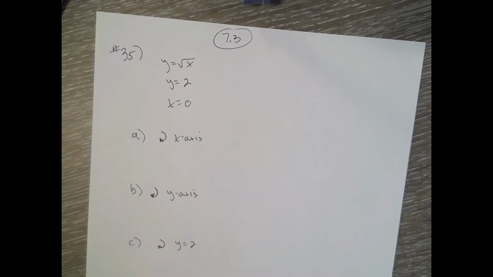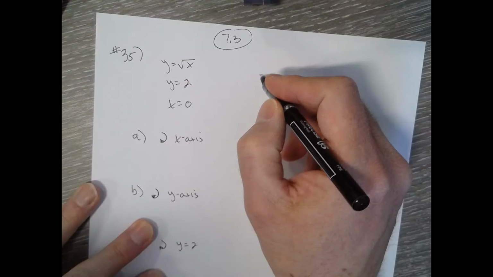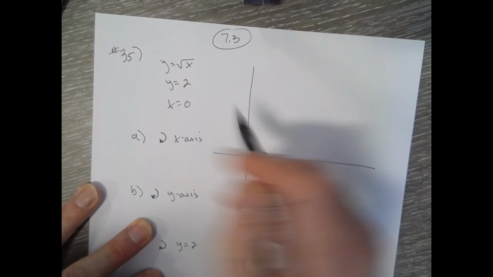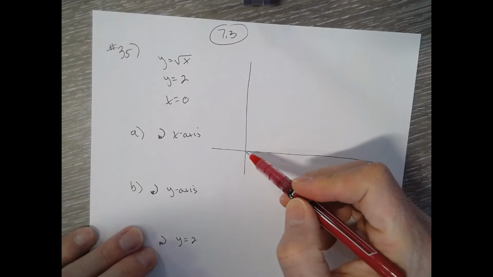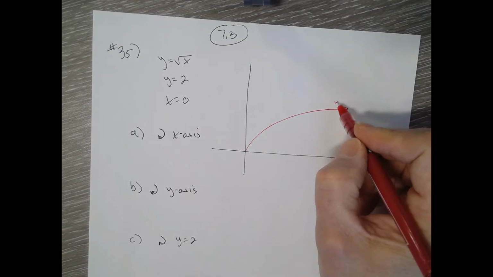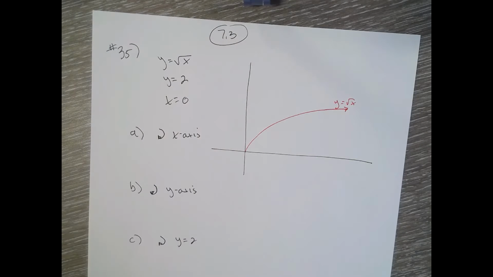All right, 7.3, number 35. Find the volume of the solid generated by revolving the region bounded by y equals square root of x. I'm going to get a big old picture here. So y equals square root of x looks kind of like that, in the lines y equals 2 and x equals 0.